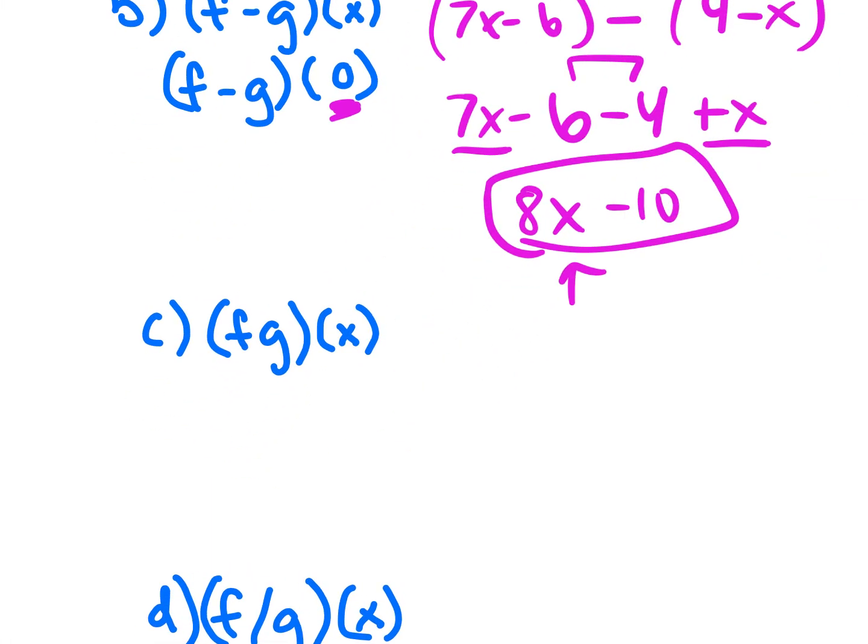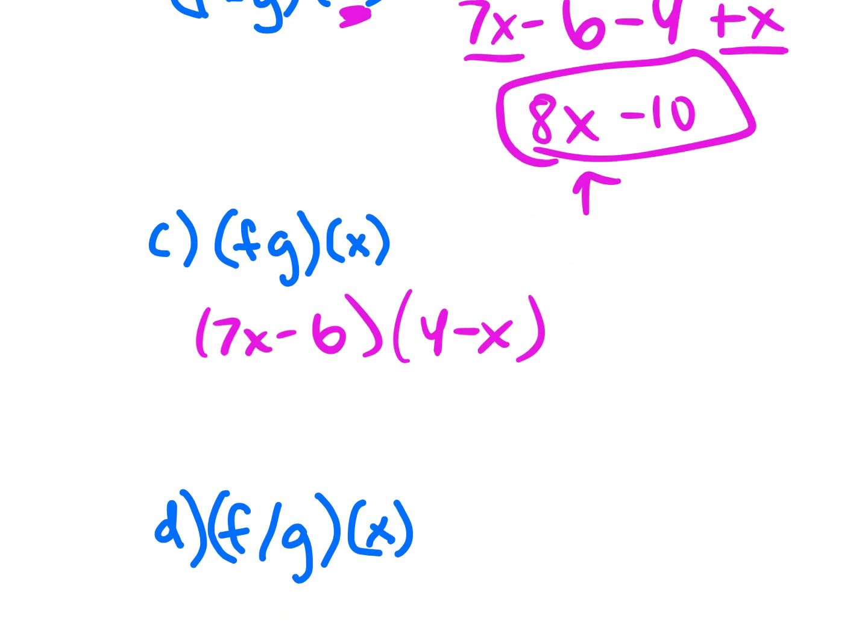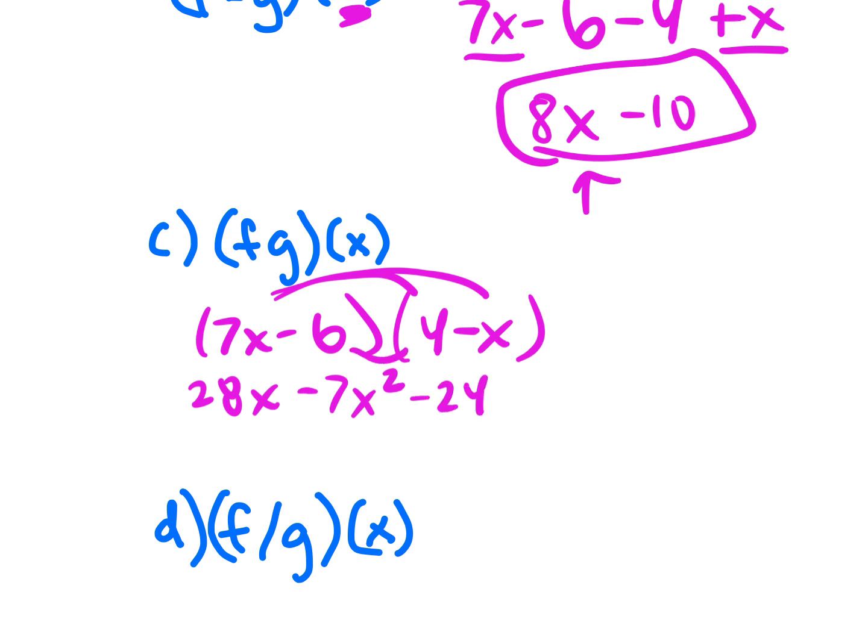So f times g. So 7x minus 6 times 4 minus x. Should I have an x in my answer here, or should I have a number? I should have an x, because it says in terms of x. So guys, all we're doing is foiling. What's 7x times 4? 28x, good. 7x times negative x. Perfect. Negative 6 times 4. Perfect. And negative 6 and negative x.